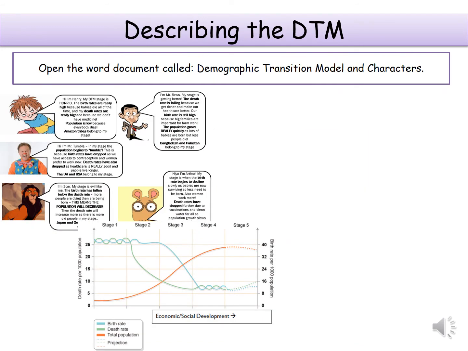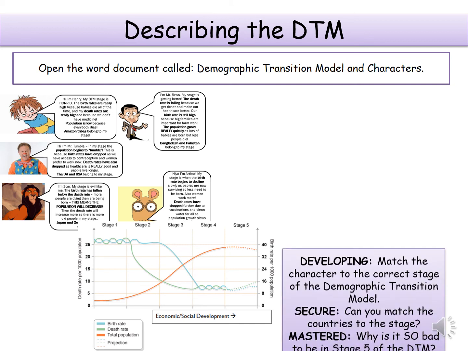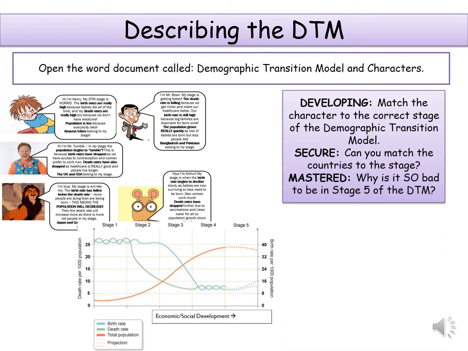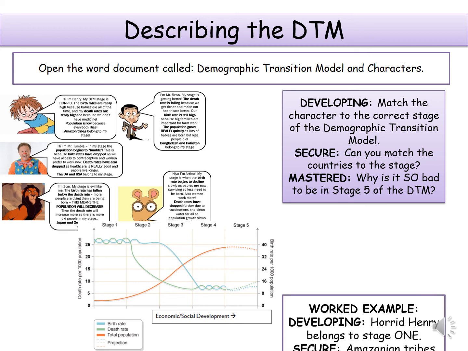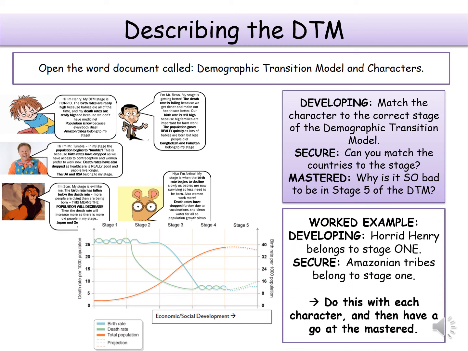What I need you to do for me now, Year 9, is I want you to open the Word document called the Demographic Transition Model and Characters. You will see a copy of the Demographic Transition Model, and you will also see 5 characters. And those 5 characters all represent a stage on the DTM, which is the Demographic Transition Model. What I want you to do is match the characters to the correct stage of the Demographic Transition Model. So, for example, if you looked at the work example box, developing, you might say that Horrid Henry belongs to stage 1 because if you look at Horrid Henry's speech bubble, it says birth rates are really high and also death rates are really high, and we know that that best describes stage 1.